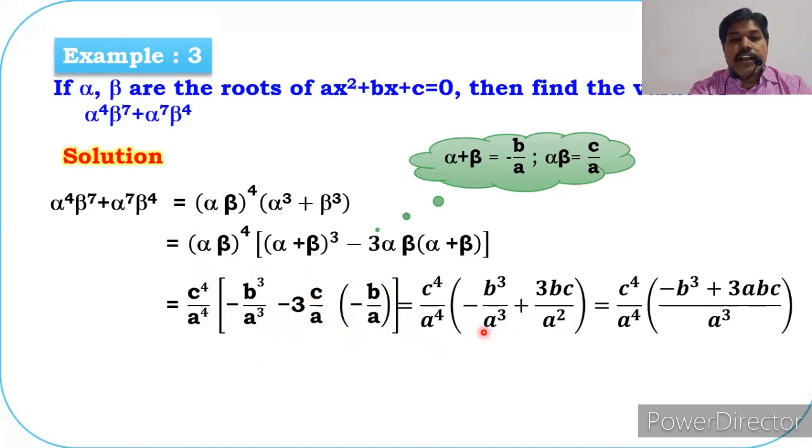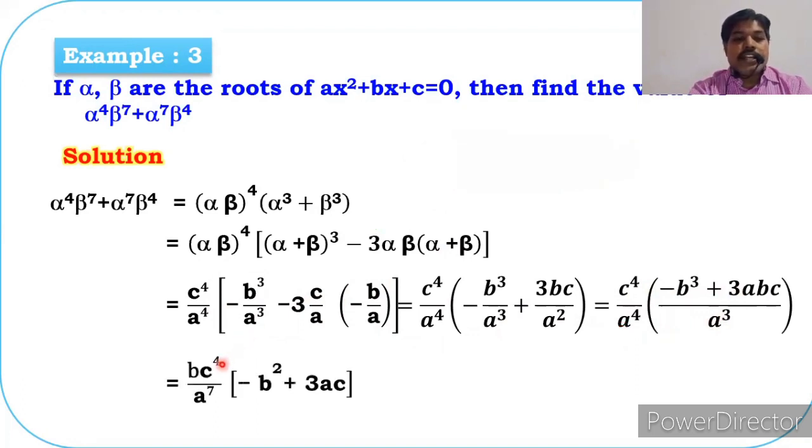Next, take the a cube LCM: c power 4 by a power 4 into minus b cube plus 3abc by a cube. You can take b common from both, and in the denominator a cube into a power 4 becomes a power 7. So we can write b into c power 4 by a power 7 into minus b square plus 3ac. Is all understood, students?